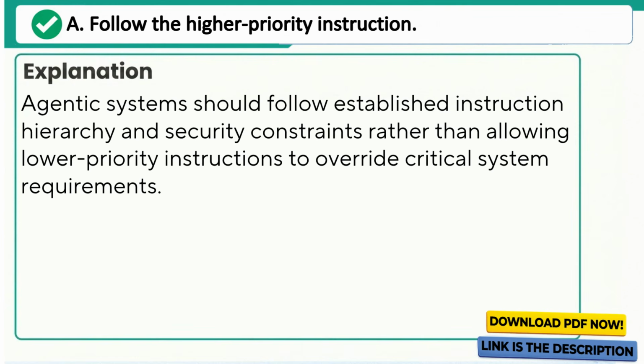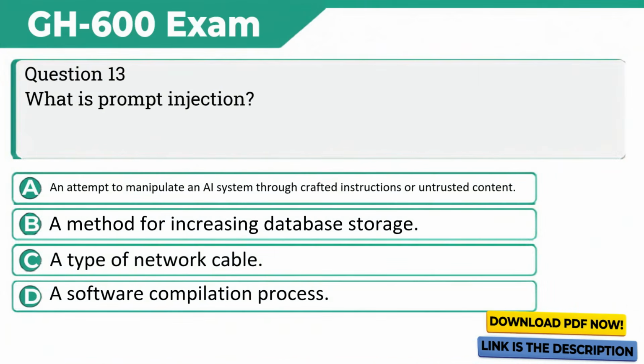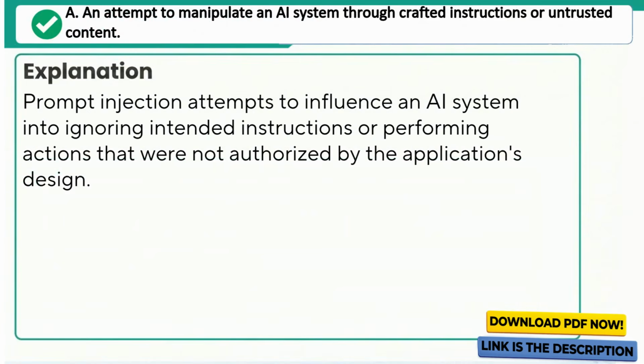Explanation. Agentic systems should follow established instruction hierarchy and security constraints rather than allowing lower priority instructions to override critical system requirements. Question 13. What is prompt injection? A. An attempt to manipulate an AI system through crafted instructions or untrusted content. B. A method for increasing database storage. C. A type of network cable. D. A software compilation process. Correct answer. A. An attempt to manipulate an AI system through crafted instructions or untrusted content.